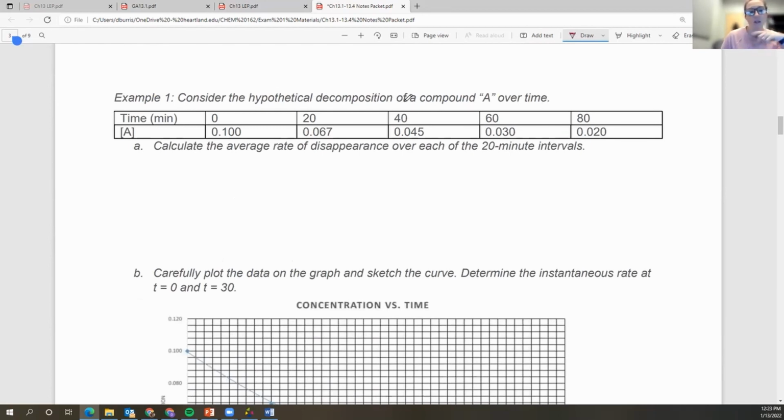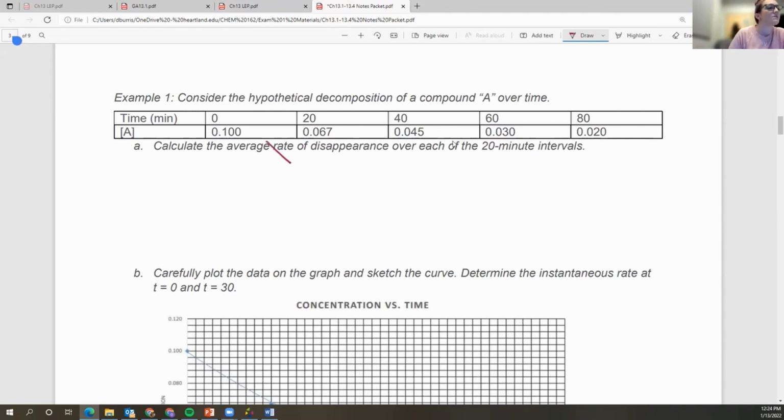If it's a decomposition, that means I only have one reactant, A. So all I'm really worried about is what's happening to A over time. And notice I'm having less and less A, which makes sense because it is reacting. It says calculate the average rate of disappearance over each of the 20-minute intervals.